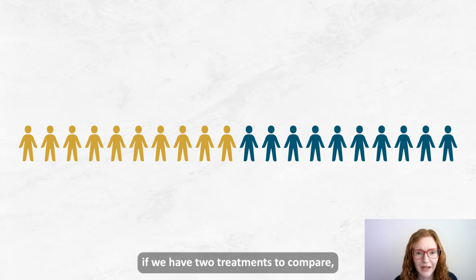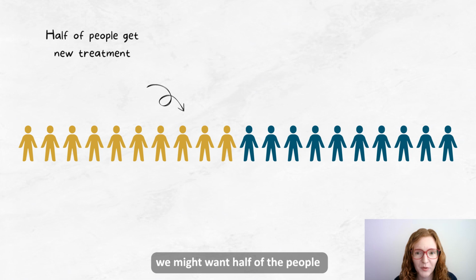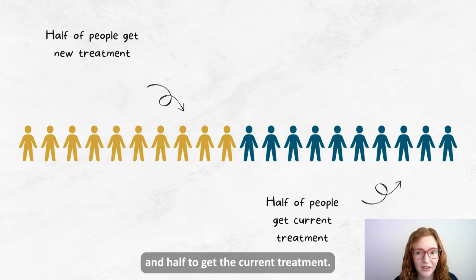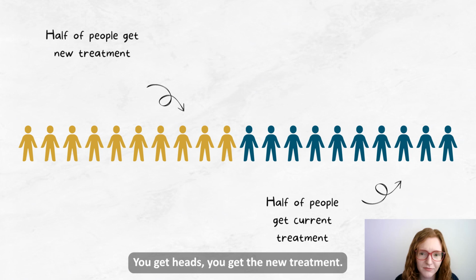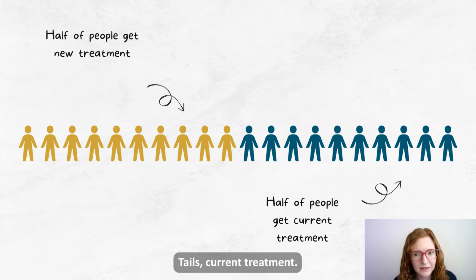Often, if we have two treatments to compare, we might want half of the people to get the new treatment and half to get the current treatment. To make sure that the study is as fair as possible, we want to randomly decide which of the two treatments each person gets. A little bit like flipping a coin. You get heads, you get the new treatment, tails, you get the current treatment.